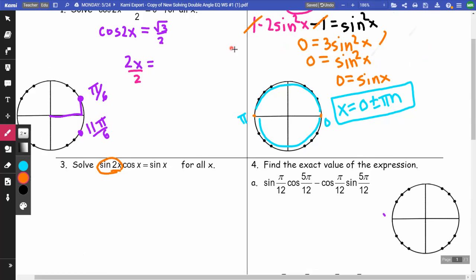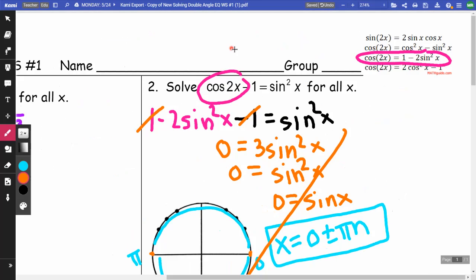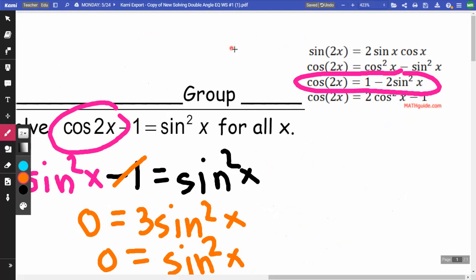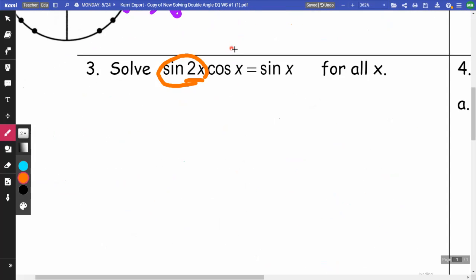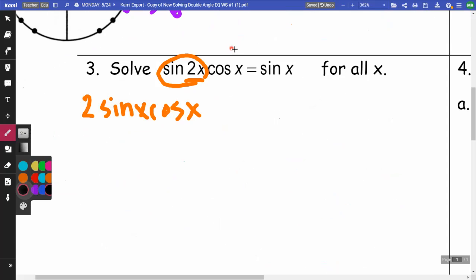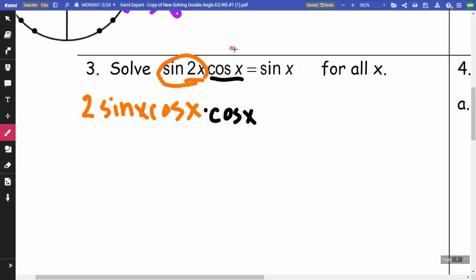So if I'm looking at my formulas, sine 2x is 2 sine x cosine x. So that's what I'm going to put in. I put 2 sine x cosine x. Okay, so that's going to be 2 sine x times cosine x. And then I still have that cosine x, and I still have my equal sine x on the other side.